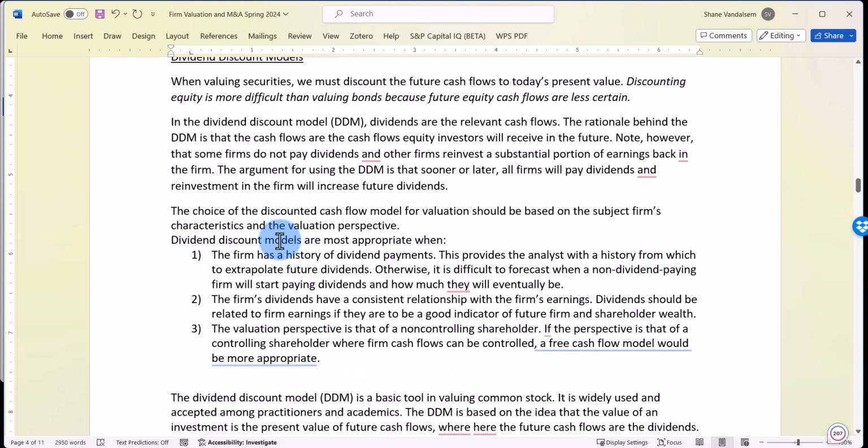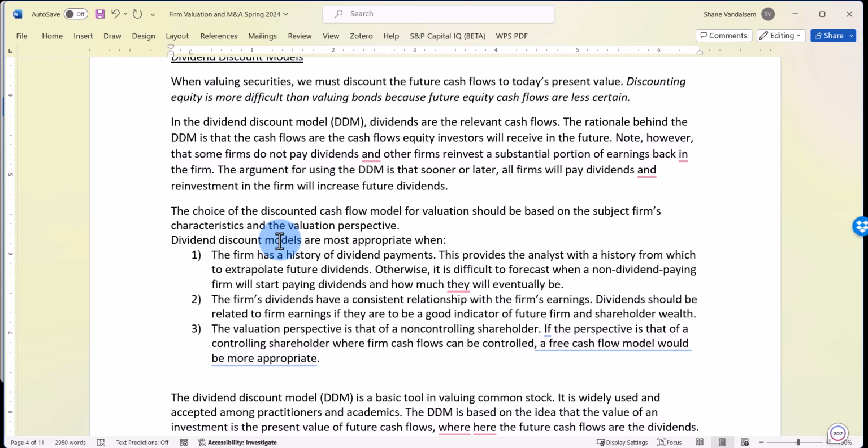The choice of the discounted cash flow model for valuation should be based on the subject firm's characteristics and the valuation perspective. We're going to be going through a few different cash flow models, and for each one I'm going to talk about when it's appropriate to use it and when it's not. So the dividend discount model is most appropriate when the firm has a history of dividend payments. This provides the analyst with a history from which to extrapolate future dividends. Otherwise, it's difficult to forecast when a non-dividend paying firm will start paying dividends and how much those dividends will eventually be.